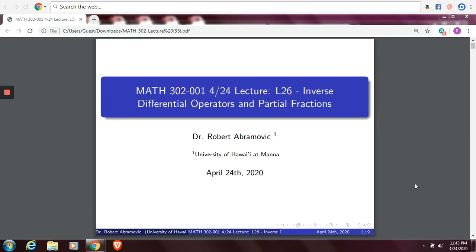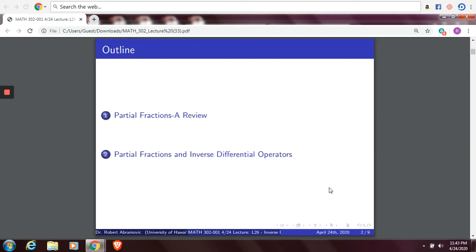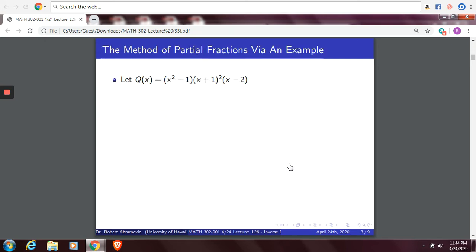Welcome to today's lecture on lesson L26, inverse differential operators and partial fractions. We'll begin by reviewing partial fractions for polynomials, for rational functions, and then we'll discuss how partial fractions are used to compute inverse differential operators.